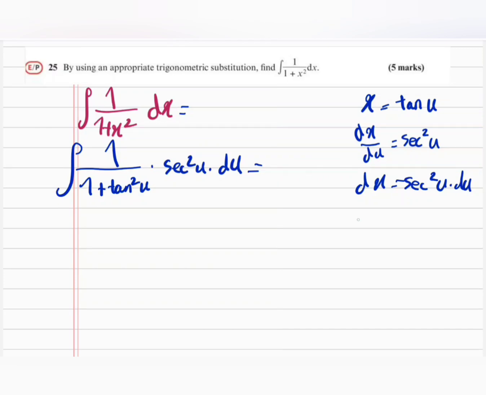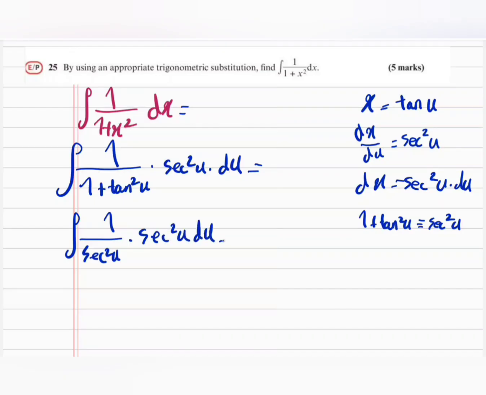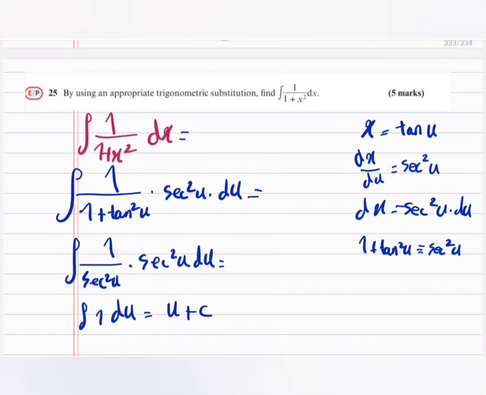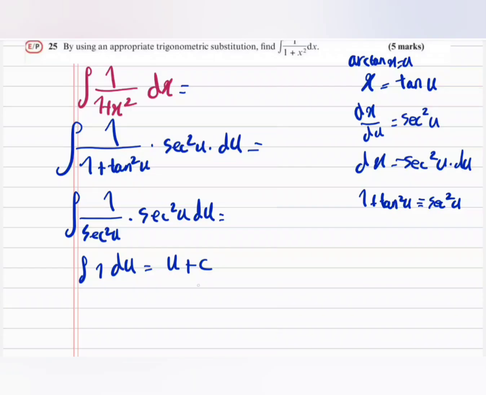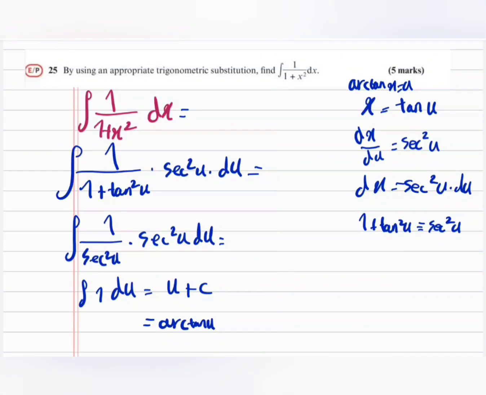But remember the identity 1 plus tan squared u, which is sec squared u, right? So we can now substitute that. That becomes 1 over sec squared u times sec squared u again, which is just the integral of 1 du, and that integrates to u plus c. And now, x is equal to tan u. So when you take the inverse of both sides, you'll have arc tan x is equal to u. So that means this is equal to arc tan x plus c.